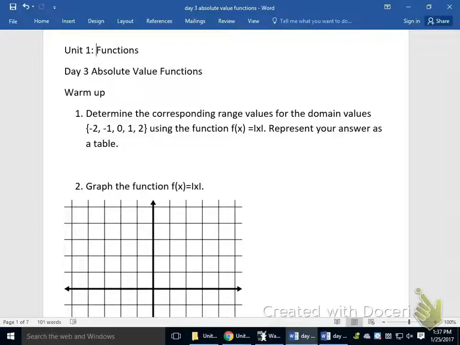This is Unit 1 Functions, Day 3, Absolute Value Functions. We're going to go ahead and get started with the warm-up on this lesson because we're going to see the parent graph that we're going to be using for these transformations. Number one's wanting you to actually make a table.